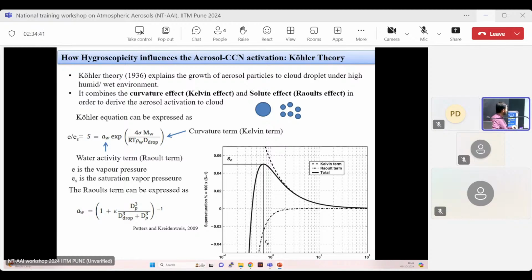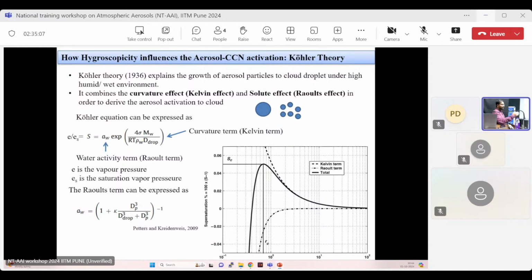Here you can see sigma is the surface tension of water, MW is the molecular weight of water, rho is the density of water, R and T you know, and D is the droplet diameter. So you have your curvature term here. This term is called the curvature term or the Kelvin term. It depends on the size. You have one water activity term, which can be related to your aerosol hygroscopicity.